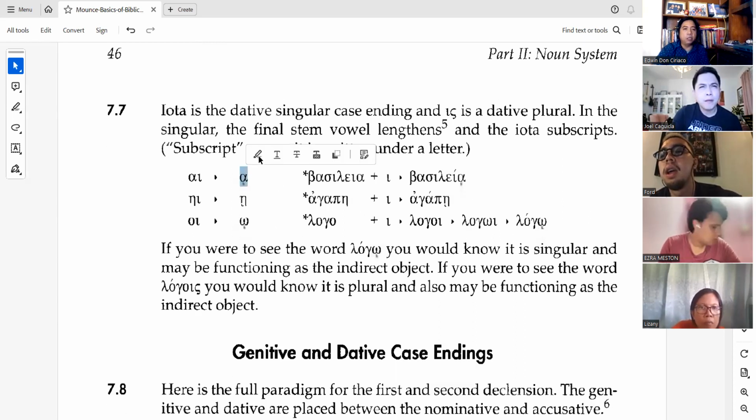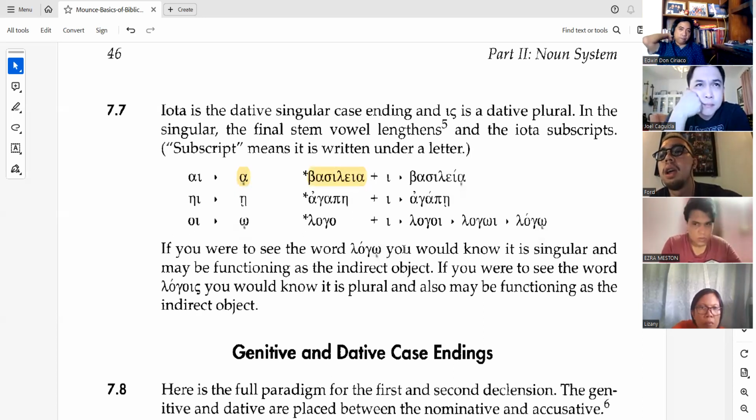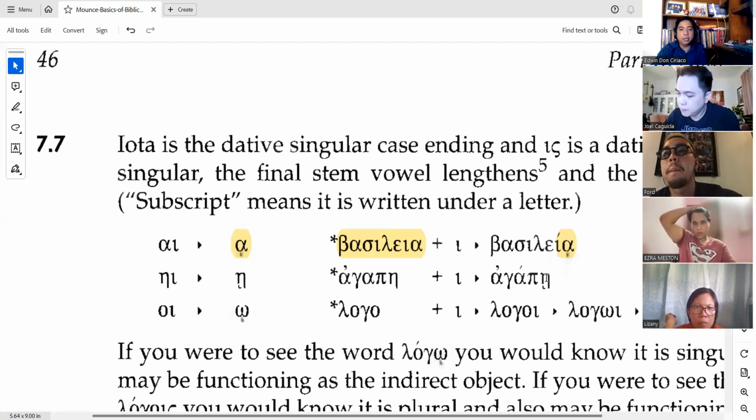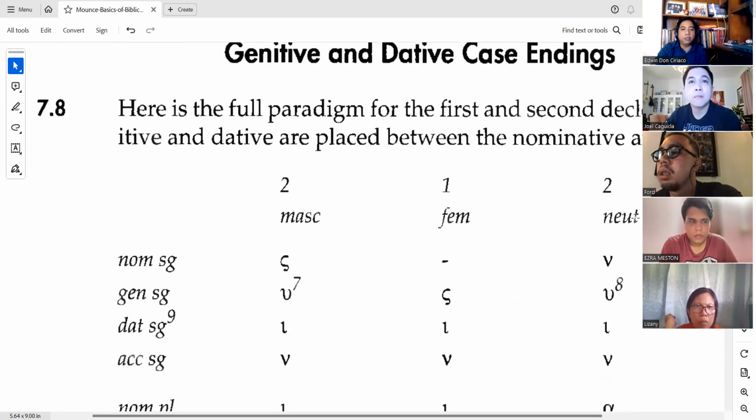So look at this. This is basileia. This is the lexeme. And then ideally, there is an iota added. But here, the iota is placed in the subscript. So this is the alpha, and then the iota is added here. So it gives you the idea that this is a dative. We see this phenomenon also here in agape. In the eta, there is an iota subscript. And then there is also an iota subscript under the omega. Okay, genitive and dative case endings.